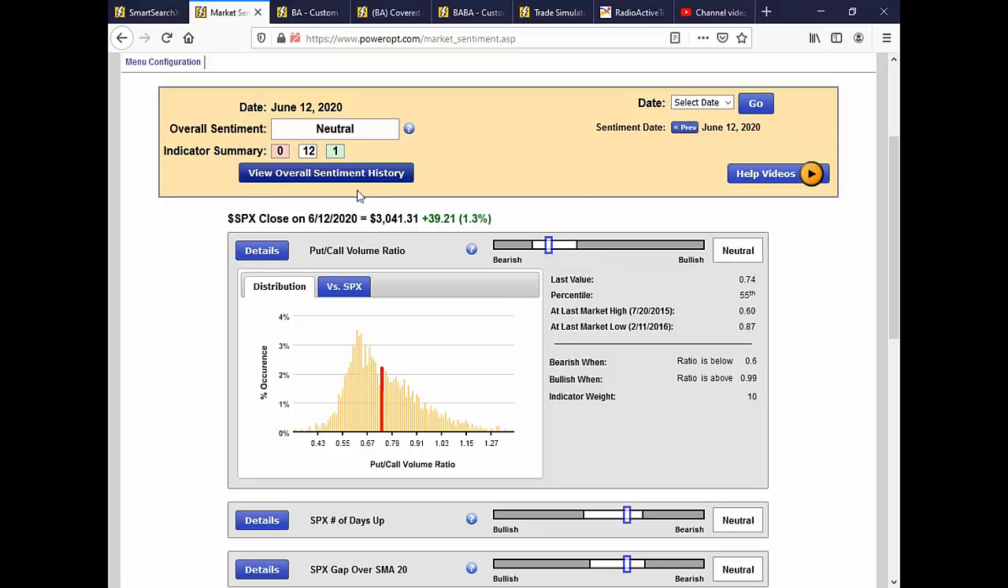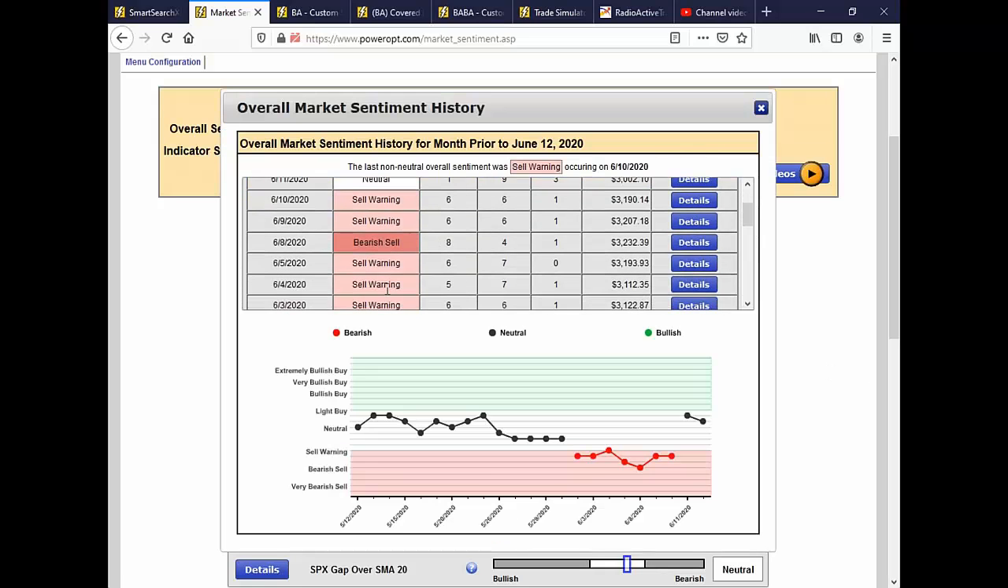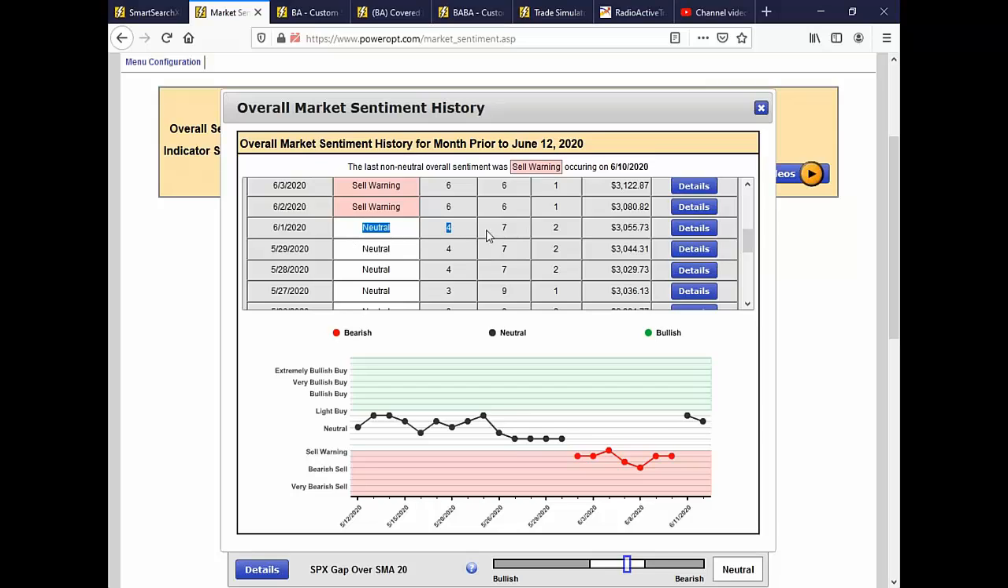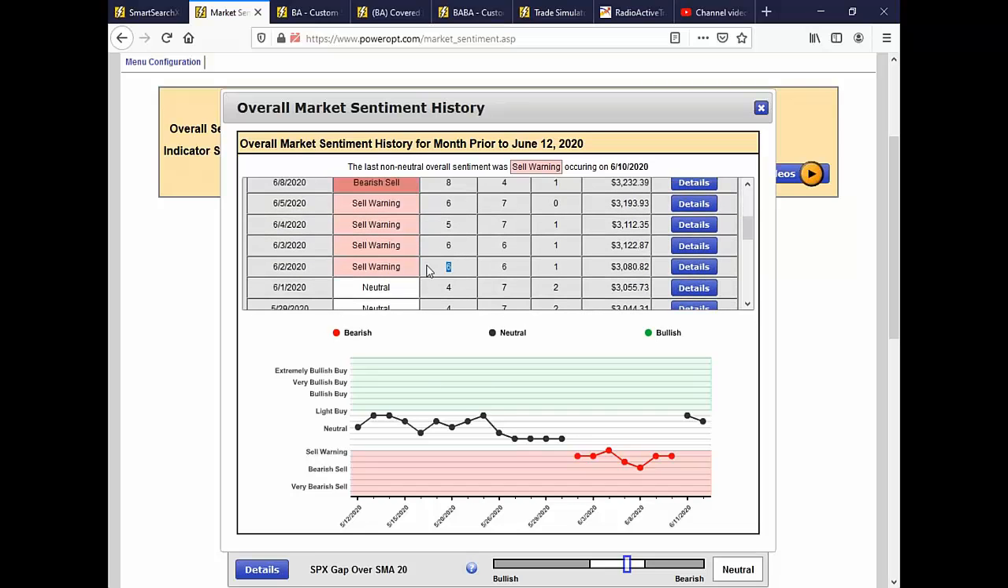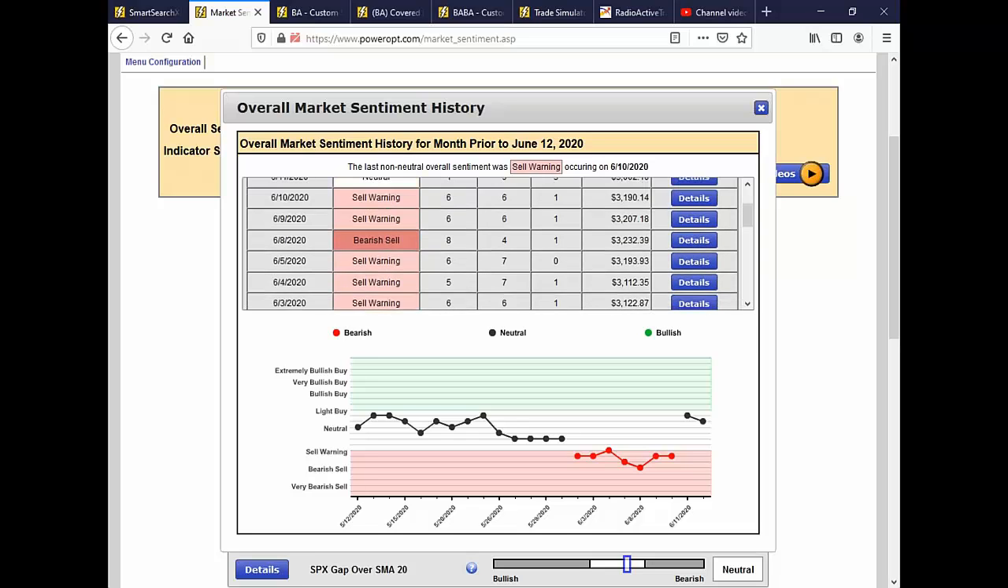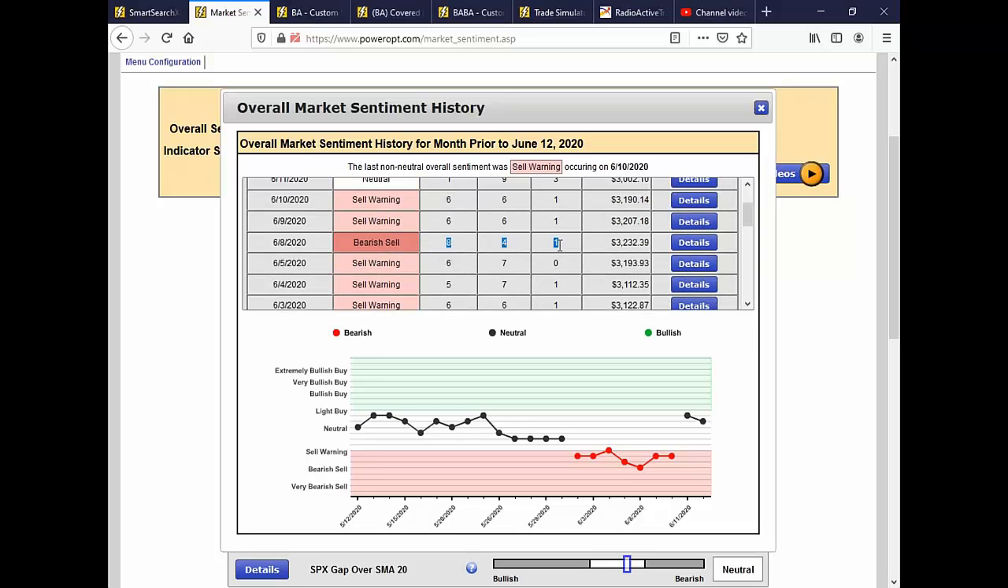Now, I'm sorry, let me clear that up, Dan. If I just saw sell warnings, neutral was here at 4, 7, and 2. If this was 4, 9, and 0, it might have gone to a sell warning. But definitely when it got 6 bearish, 6 neutral, and only 1 bullish, we started to get the sell warning. And then we went to 8, 4, and 1. So that was the bearish sell. I think 7 triggers it.